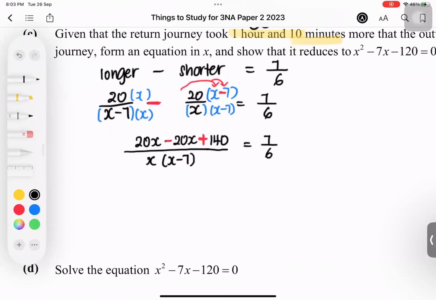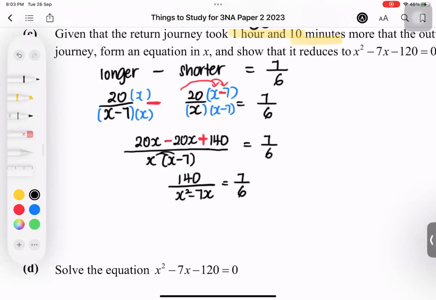Okay, now we simplify this. 20x minus 20x, never mind. So equals 140. Now I'm going to expand out my denominator because later I need to reduce to what? Square, right? So I multiply. So I get x squared minus 7x. Remember the x. Then equals this.